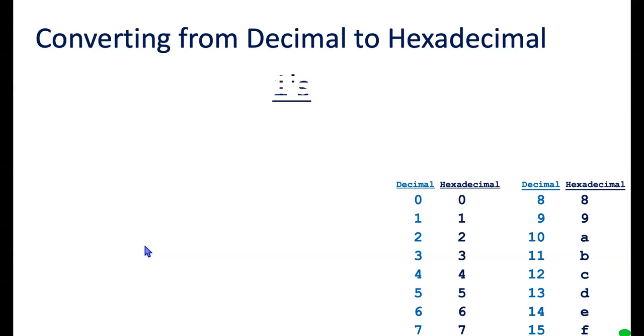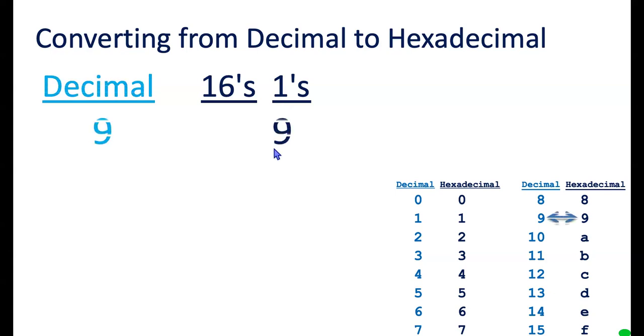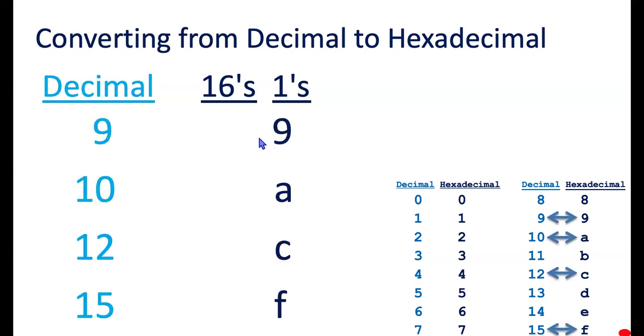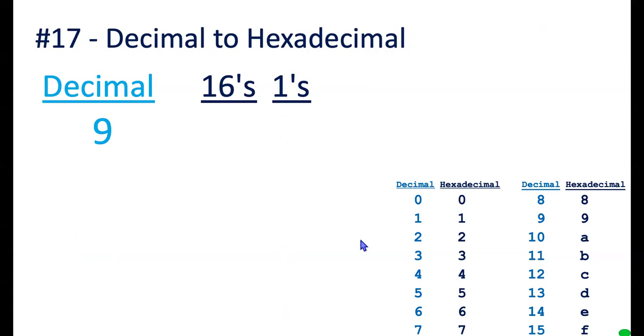Again, in hex, we have the number of ones, number of 16ths, and let's do a decimal value here. Again, 9 in decimal is 9 in hex, 10 decimal, A hex, 12 decimal, C hex, 15 decimal, F hex. Okay. Let's look at number 17 here, 9 decimal. I think we can figure that out. Okay, 9. What if I owed you $9?